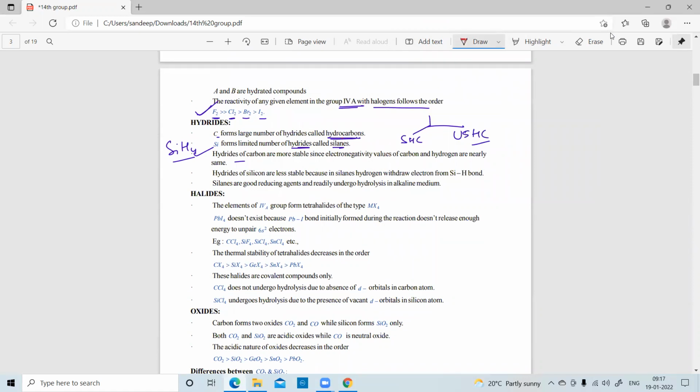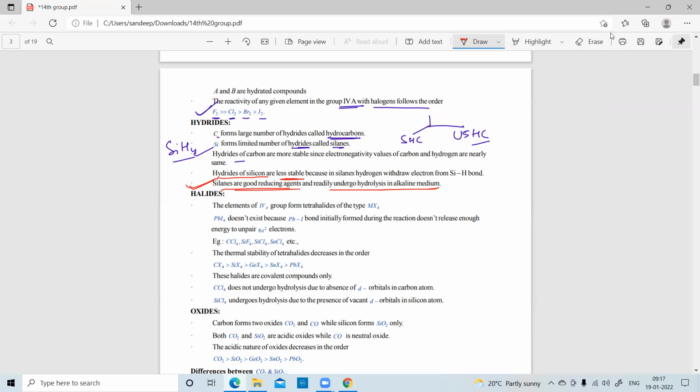Hydrides of silicon are less stable because in silanes, hydrogen withdraws electrons from the silicon-hydrogen bond. Silanes are good reducing agents and they undergo hydrolysis in alkaline medium.